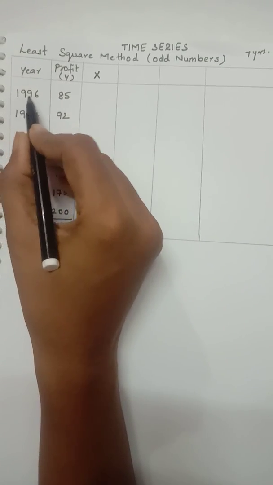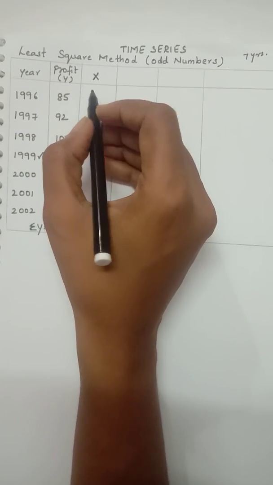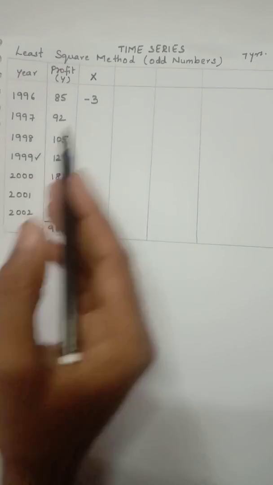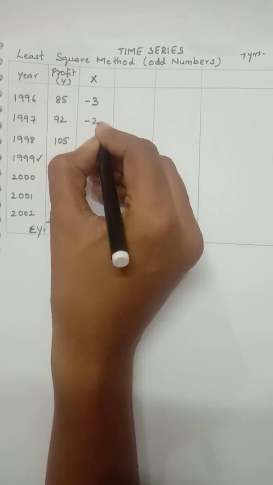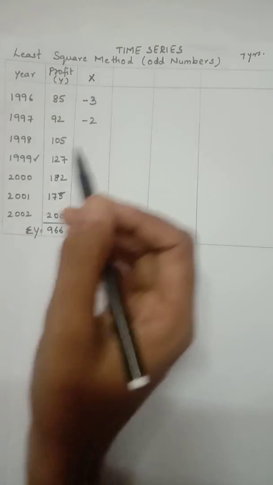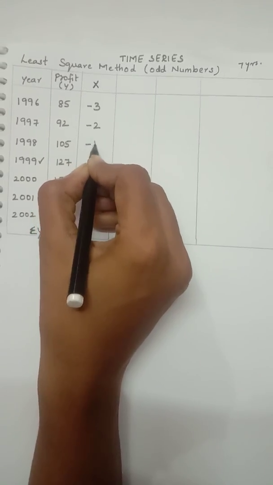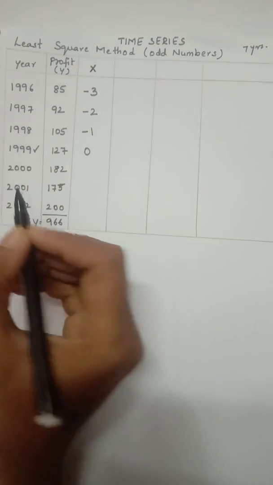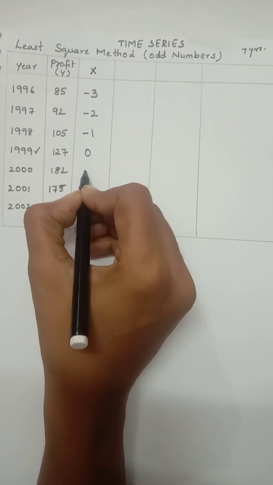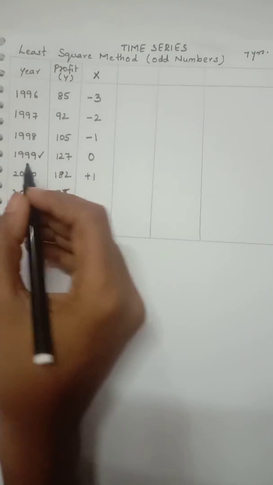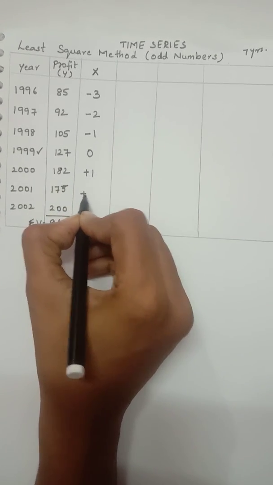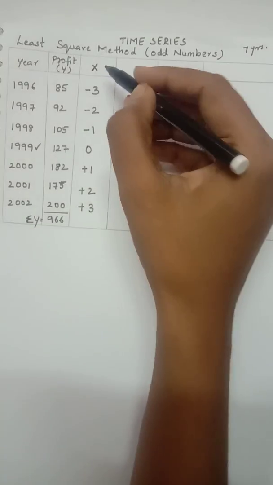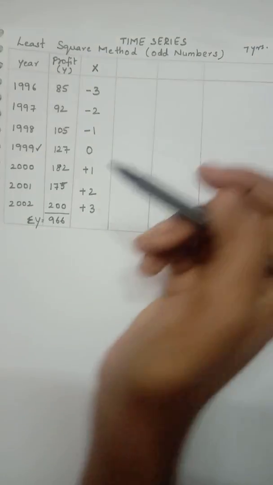Now, 1996 minus 1999 is minus 3. 1997 minus 1999 is minus 2. 1998 minus 1999 is minus 1. 1999 minus 1999 is 0. 2000 minus 1999 is plus 1. 2001 minus 1999 is plus 2. 2002 minus 1999 is plus 3. Whatever values we got are called the x variable.